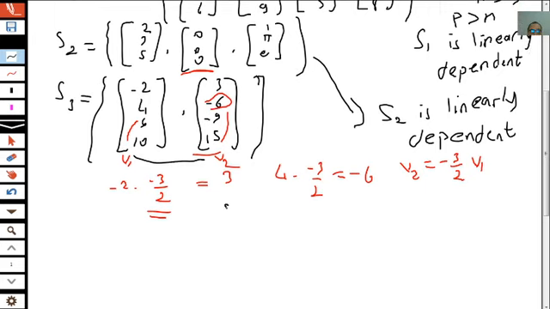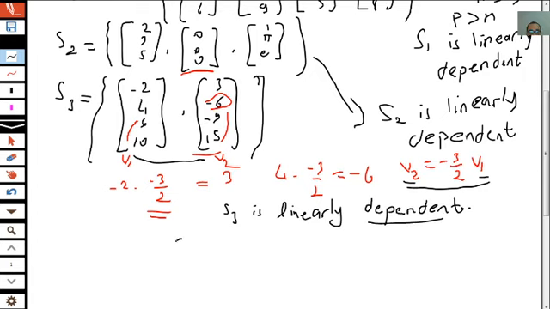So the set S3 is linearly dependent, sorry, linearly dependent, because v1 is a multiple of v2 or v2 is a multiple of v1, you see. We have a non-trivial solution for the corresponding vector equation. Because we have c1 v1 plus c2 v2 is equal to 0. This is the corresponding vector equation, and we have to get a non-trivial solution in order to say that S3 is linearly dependent. So we have a non-trivial solution.